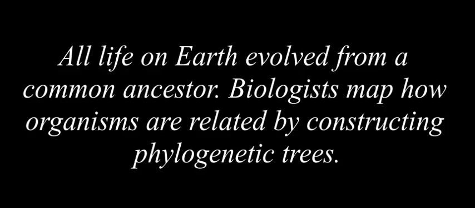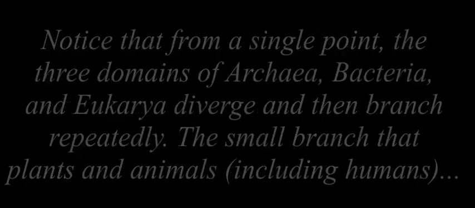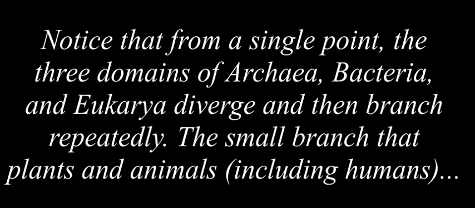All life on Earth evolved from a common ancestor. Biologists map how organisms are related by constructing phylogenetic trees. In other words, a tree of life can be constructed to illustrate when different organisms evolved and to show the relationships among different organisms, as shown in Figure 12.2. Notice that from a single point, the three domains of archaea, bacteria, and eukarya diverge and then branch repeatedly. The small branch that plants and animals, including humans, occupy in this diagram shows how recently these groups had their origin compared with other groups.